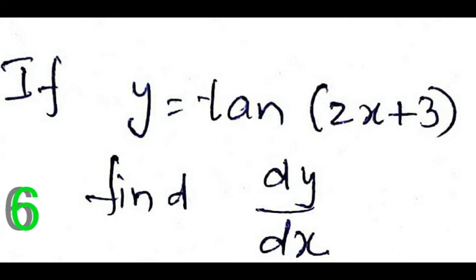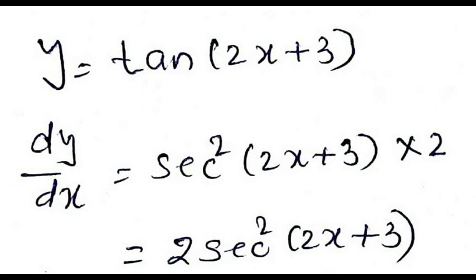If y is equal to tan 2x plus 3, find dy by dx. Derivative of tan 2x plus 3 is sec square 2x plus 3 into 2. Therefore, we get the answer 2 sec square 2x plus 3.